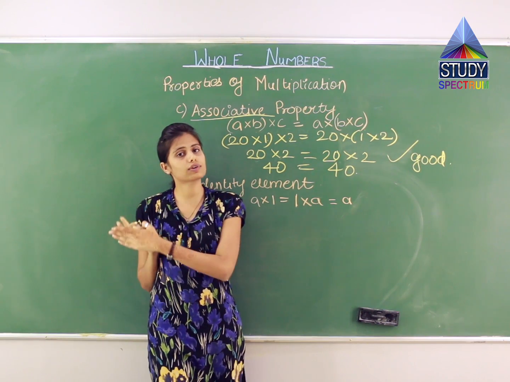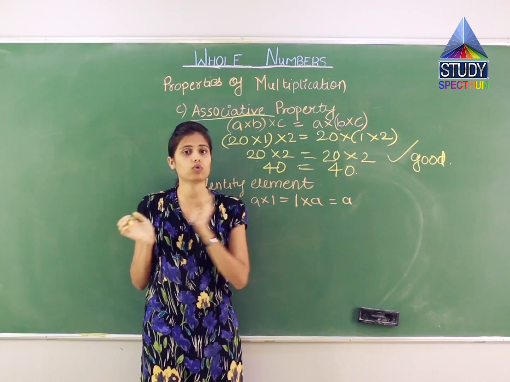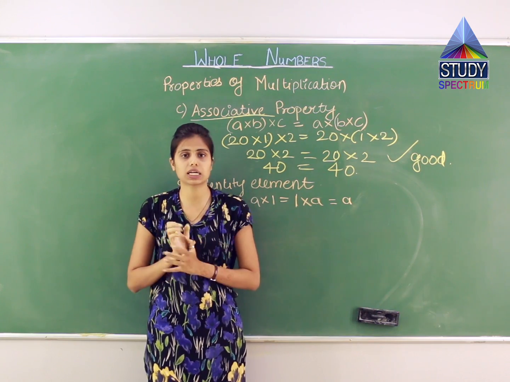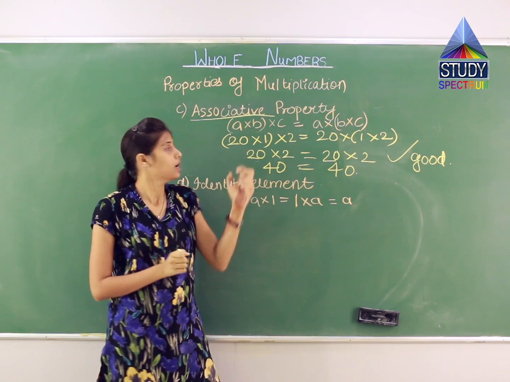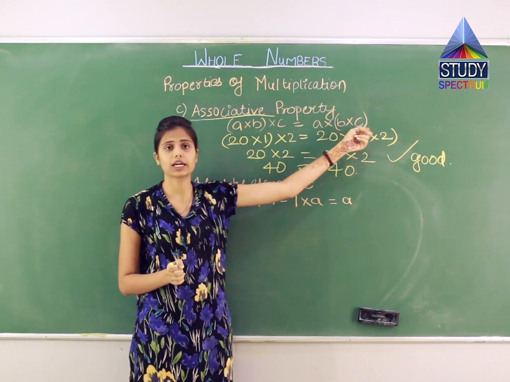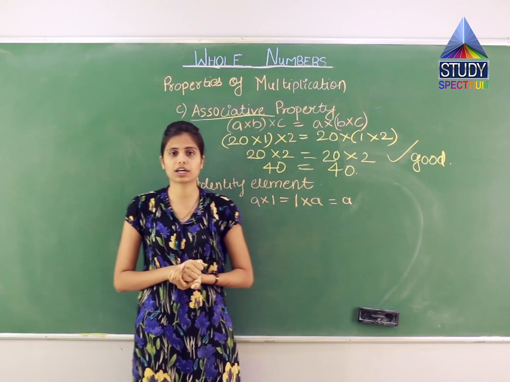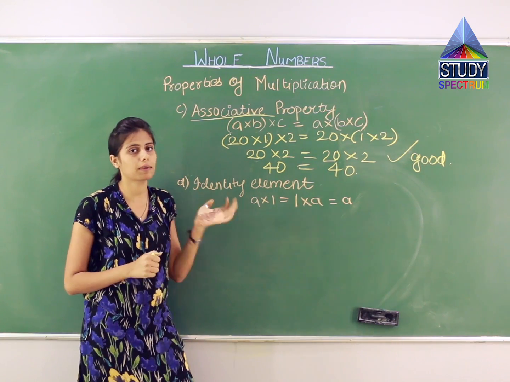In addition also it was holding good. A plus B plus C: if I put the bracket outside A plus B or outside B plus C, the answer remained the same. Same over here. If I place the brackets outside A into B or outside B into C, the answer remained the same, which is 40 over here. So this property is holding good for multiplication.